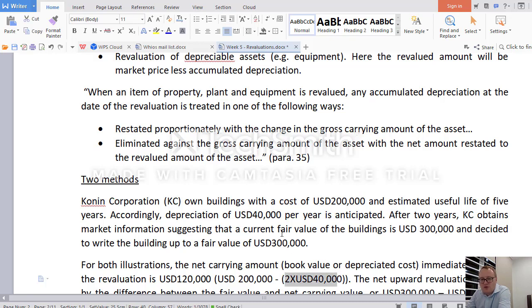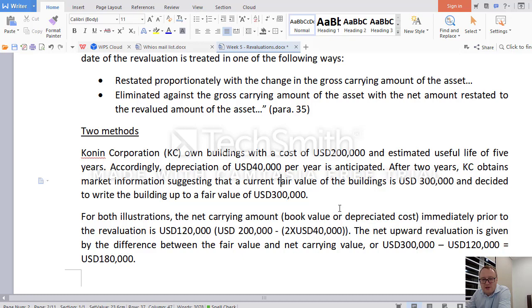And so after 2 years you reconsidered the value of that asset, and you think now that the value of these buildings is 300,000. Instead, the fair value, the market value, is 300,000 instead of 200,000. So what to do? How are you going to do the revaluation? So first of all, this is historical cost, 200,000. If you subtract accumulated depreciation over 2 years, 80,000, you will get the net carrying amount. Okay, and the upward revaluation is given as the fair value minus net carrying value.